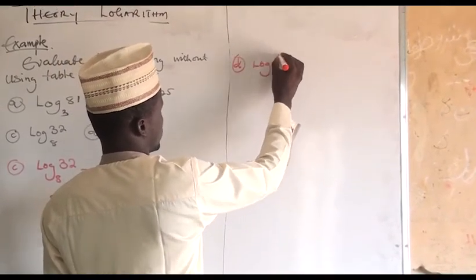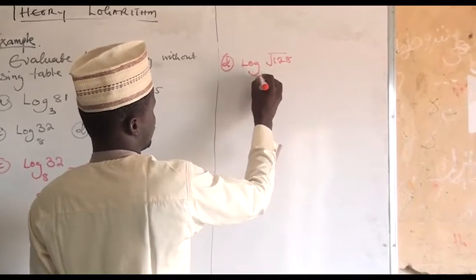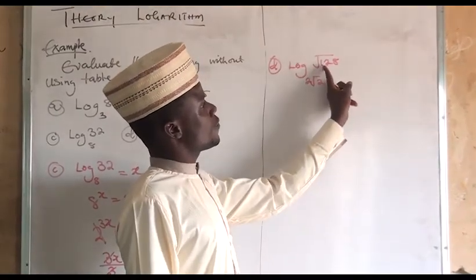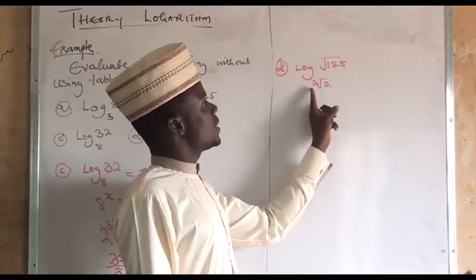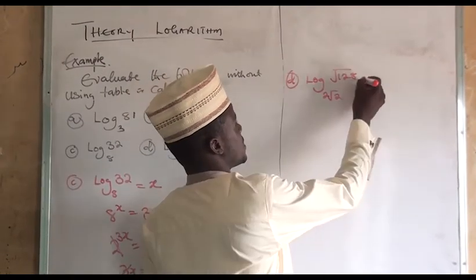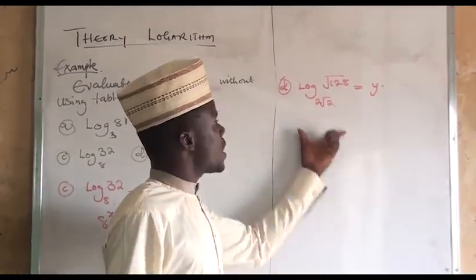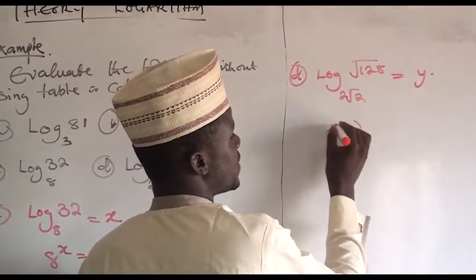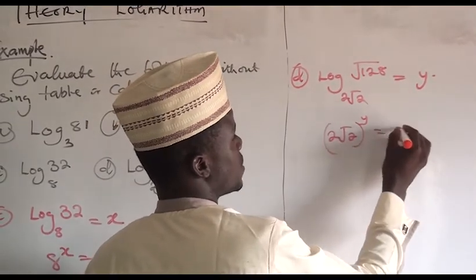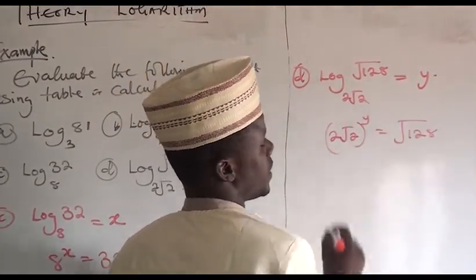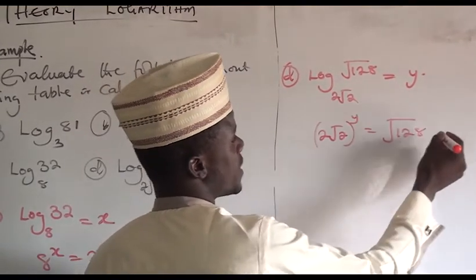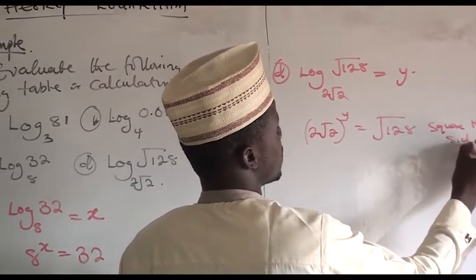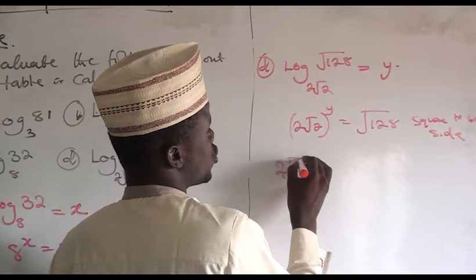We have log root 128 base 2 root 2. This is another problem under logarithms. Logarithm of root 128 base 2 root 2. Let's name it as y. So now here we say 2 root 2 is the base, then y is the power. This is equal to root 128. So now when we have this, we can now square both sides. That is, here we can say 2 root 2.